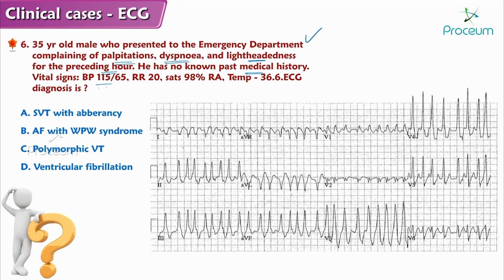Vital signs show blood pressure of 115 by 65 millimeters of mercury, respiratory rate is 20 per minute, and saturation 98% on room air. The temperature of the individual is 36.6 degrees centigrade. An ECG is shown, and what is the diagnosis? The options given to you are SVT with aberrancy, atrial fibrillation with WPW syndrome, polymorphic ventricular tachycardia, and ventricular fibrillation. Now I will just zoom this ECG for you and then we will discuss it.